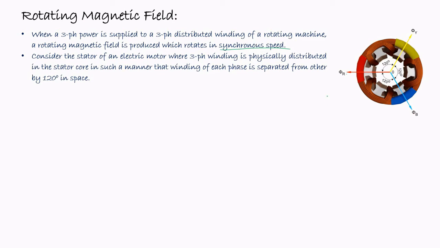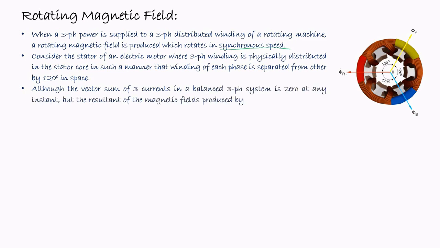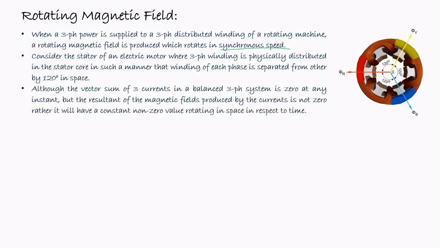So when the current is flowing in the stator winding, then the current in each phase will produce a magnetic field. So phi R is the magnetic field produced in the R phase, phi Y is the magnetic field in the Y phase, and similarly phi B is the magnetic field in the B phase. Although the vector sum of the three currents in a balanced system is zero at any instant, the resultant of the magnetic field produced by the current is not zero. Rather, it will have a constant non-zero value which is rotating in space with respect to time.